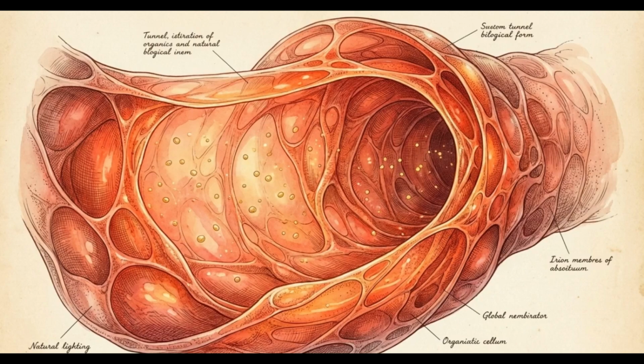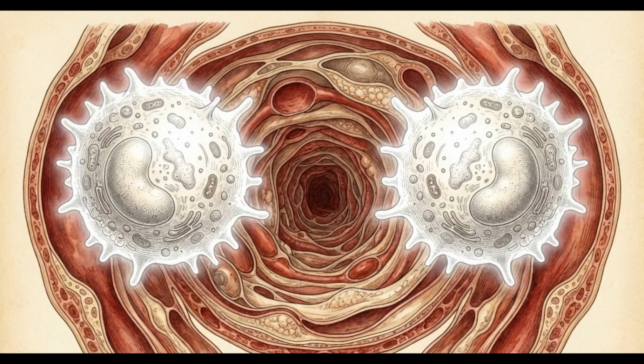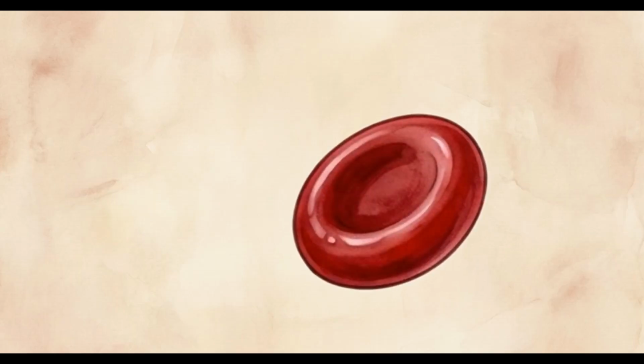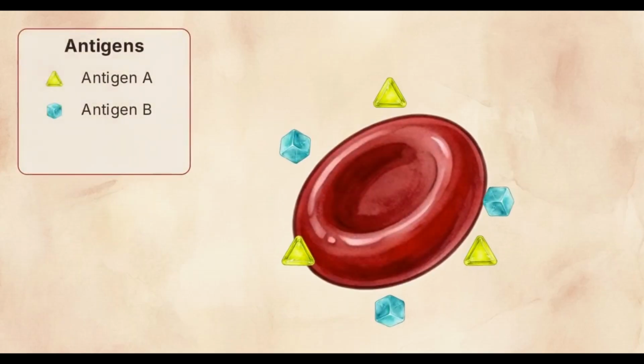Think of the human bloodstream as a highly secure, exclusive environment. The immune system patrols this space, constantly checking the credentials of everything that flows past. Looking at this red blood cell, we see the first layer of compatibility, A and B antigens. They sit on the surface, acting as security passes.